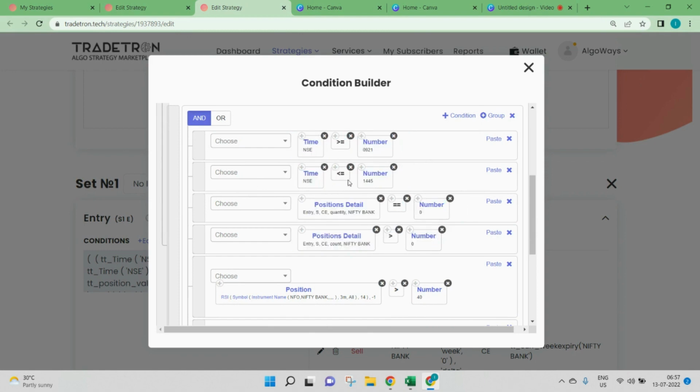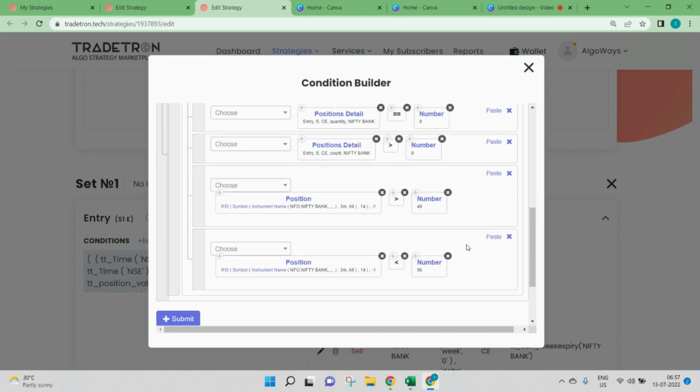So what I have done in the second set of conditions is that the time is again greater than 9:21, and the last time is 14:45, I have kept 2:45. Your entry quantity is 0 and count is more than 0. I just explained what that means. And I have put an additional condition here that the RSI should be greater than 40 or less than 56.